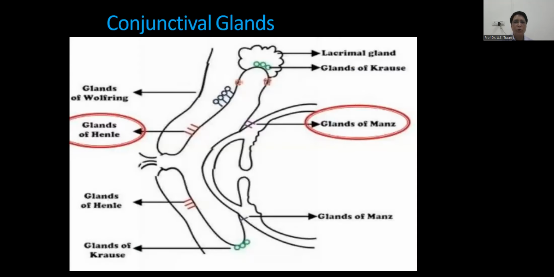And this is the location of these different glands that I was talking about. The glands of Henle, you can see here, are merely folds in the epithelium, folds in the conjunctiva. It's not a true gland. You can see some glands of Manz here. You can see glands of Krause in the fornix, shown here. So we can see glands of Henle, glands of Manz, glands of Krause, and glands of Wolfring in this picture.